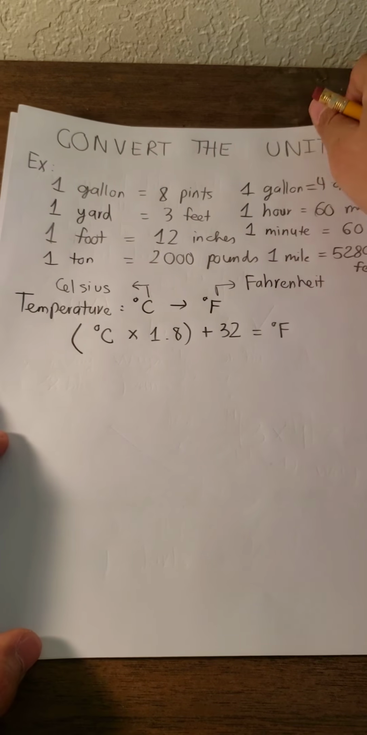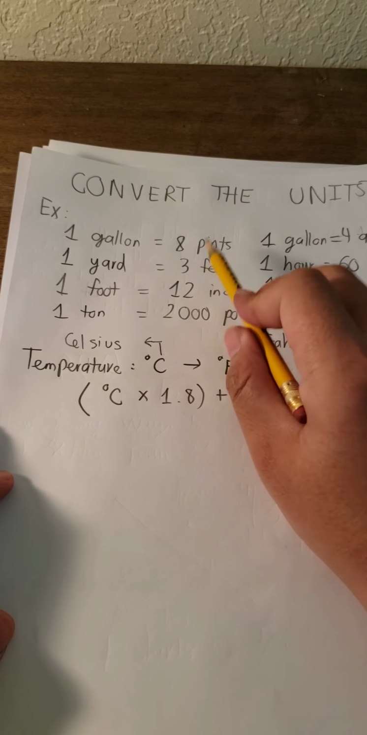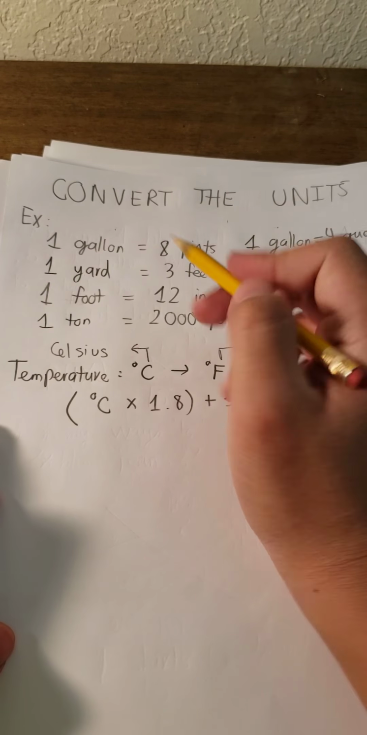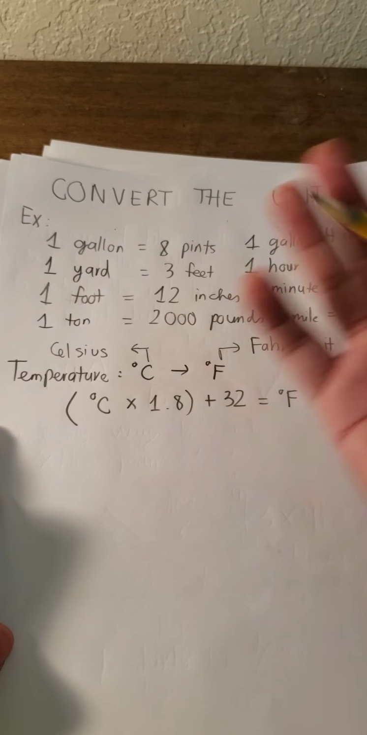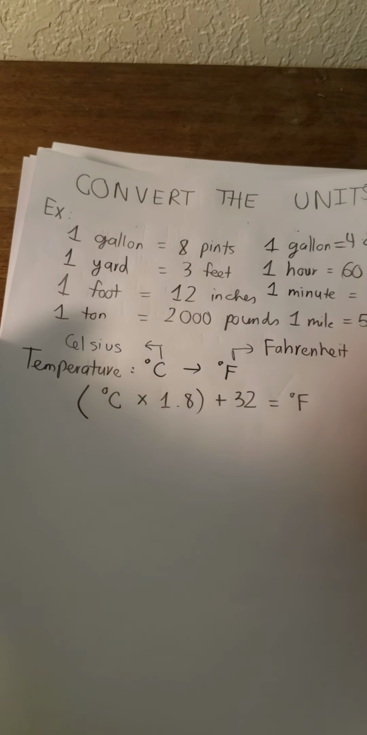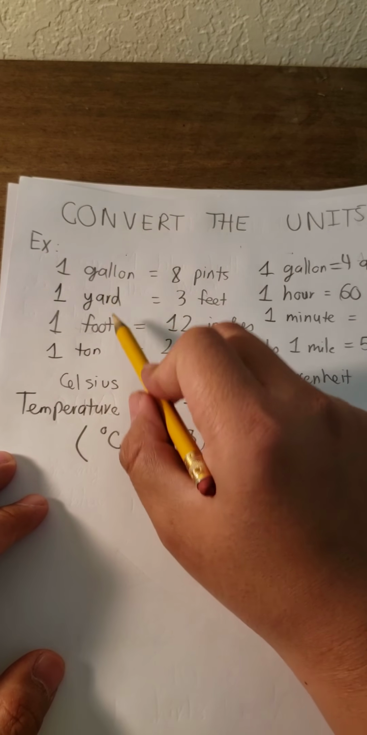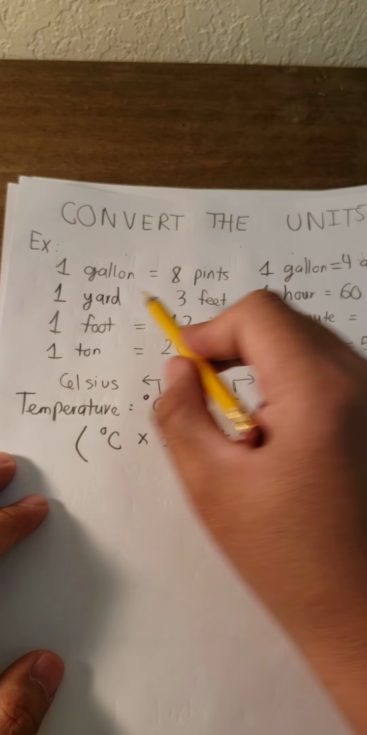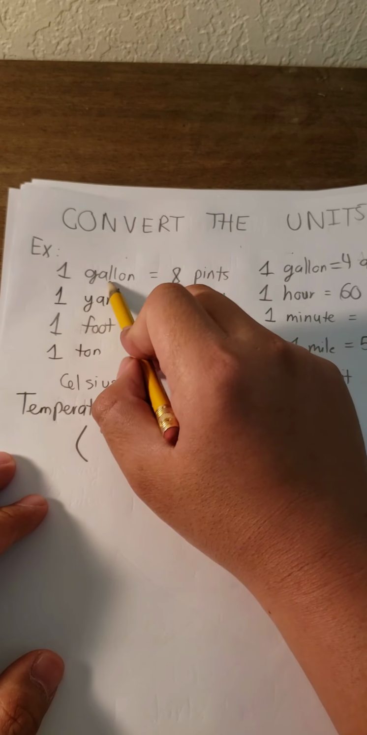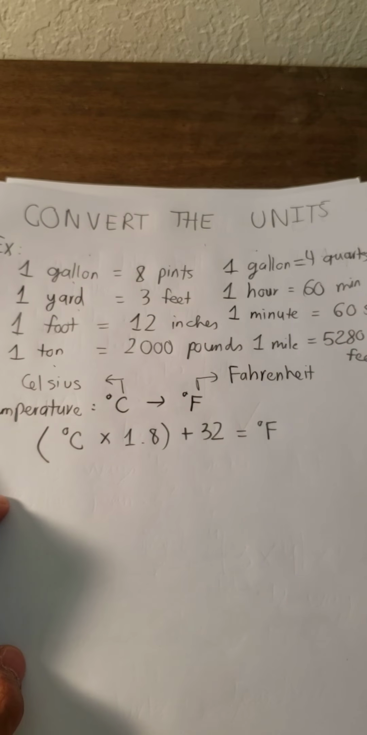The next one, many people make mistakes on the test, that is converting the units. Why? Because we just forget how to convert the units. So I will show you some basics of the units, but in the test there are a lot. But I think in the test they go just like this. This is the basic one. I think they just go to gallon, yard, foot, and ton. So I will show you.